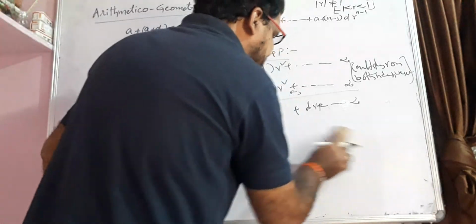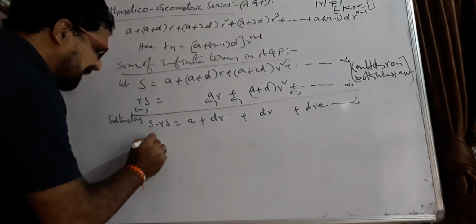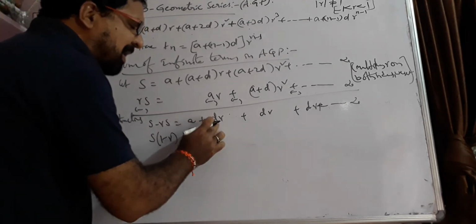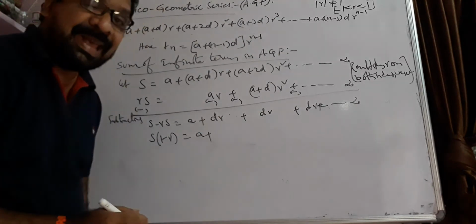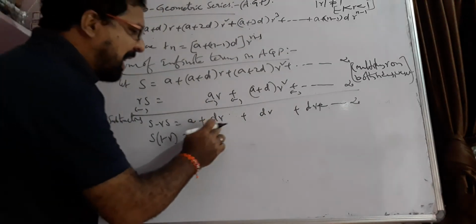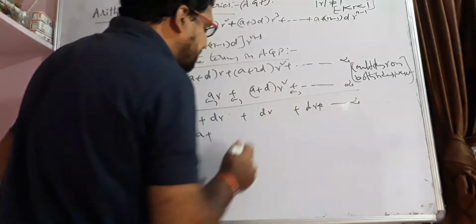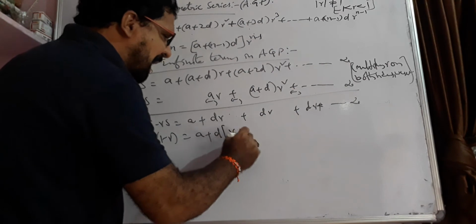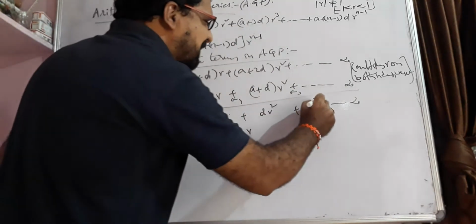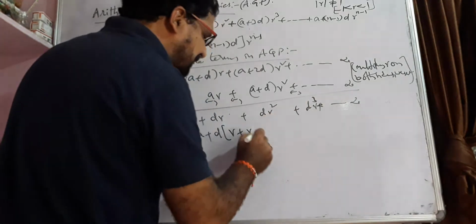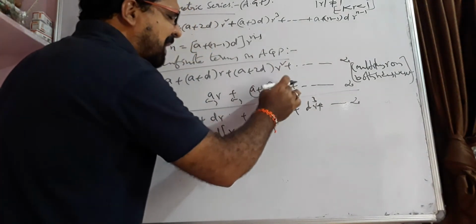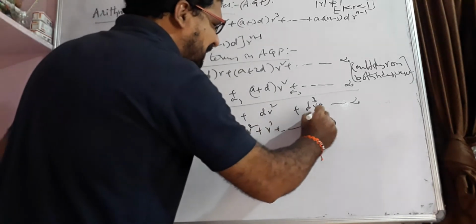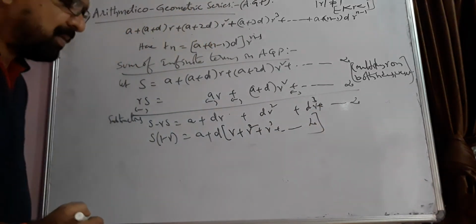So here S of 1 minus r is equal to A plus, what is that? Every term is dr. So dr and so on. Here take d as common. If you take d as common, we get r plus r square plus r cube and so on. So r square, because this is dr square. Next r cube, and so on to infinity.